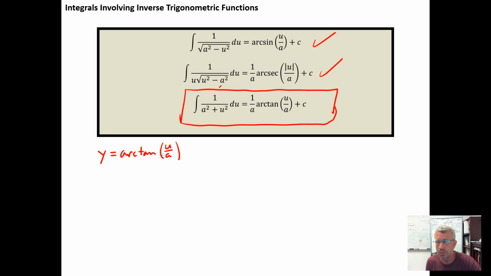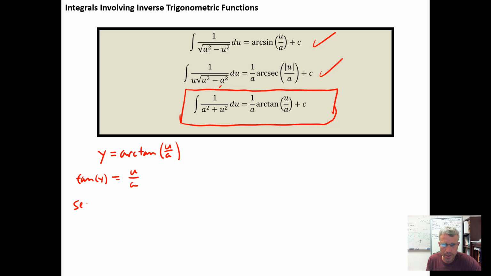And then we could do, similar to what we did in video 1 of the previous homework, we could say, hey, if I wanted to know the derivative of the arc tangent, I could start by taking the tangent of both sides. So I get tangent of y equaling the tangent of the arc tangent. That would cancel and leave me with u over a. And then I could differentiate both sides.